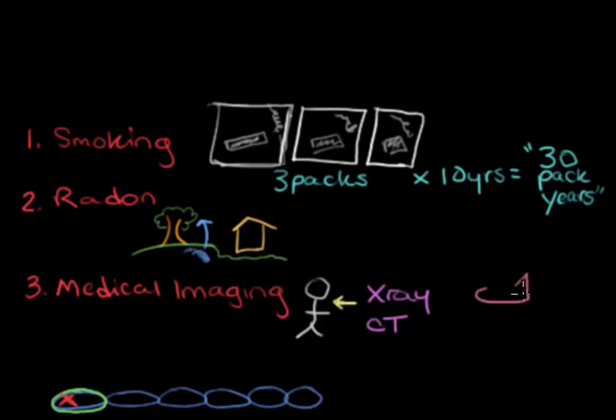And to give you an idea of the radiation dose, if you were to take a plane ride from New York to California, that delivers about half the radiation that an x-ray does. And a CT scan delivers about 100 times the radiation of a single x-ray.